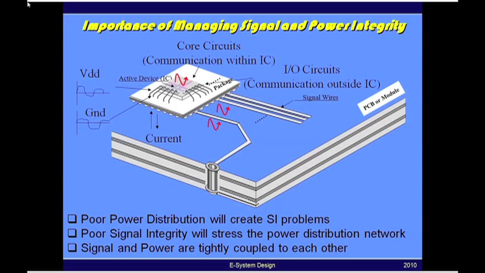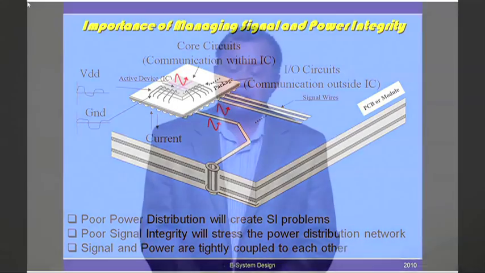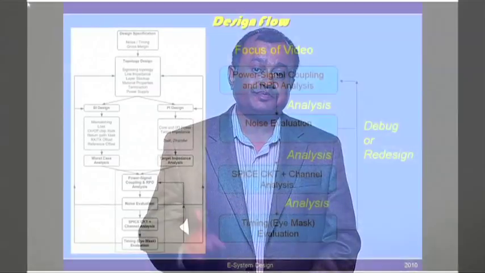At a very high level, what is illustrated on the slide is that if you have a poor power distribution network, you will stress the I/Os from a signaling standpoint. Similarly, if you have bad I/Os that you have designed, a poor signaling environment will stress the power distribution network. Or in other words, one influences the other, and this is part of the reason why you need to design both of them simultaneously as much as possible.